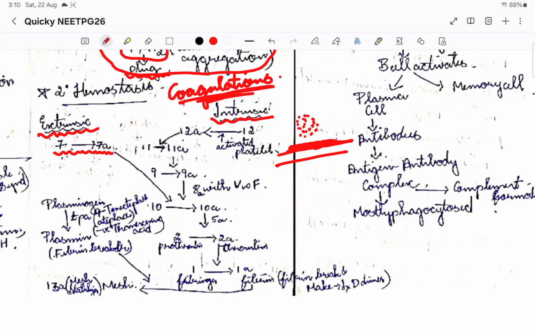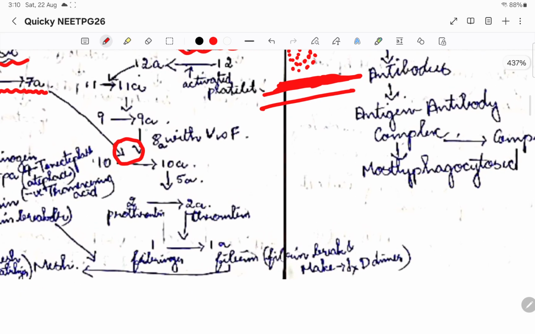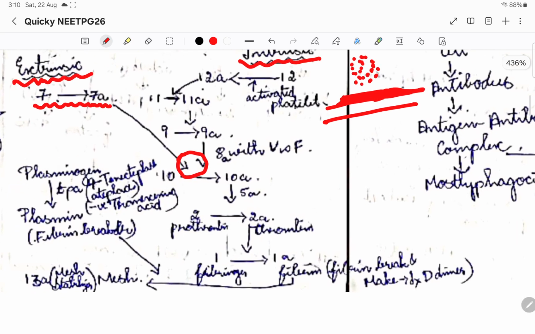In the intrinsic pathway, it is 12 to 12A, 11 to 11A, then 9 to 9A, and then the common pathway starts where 10 to 10A happens. Remember, 9A is what converts 10 to 10A through the intrinsic pathway, just in the same way that 7A converts 10 to 10A in the extrinsic pathway. Okay, this is the common pathway.